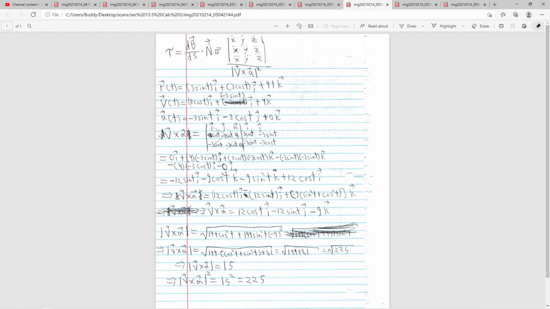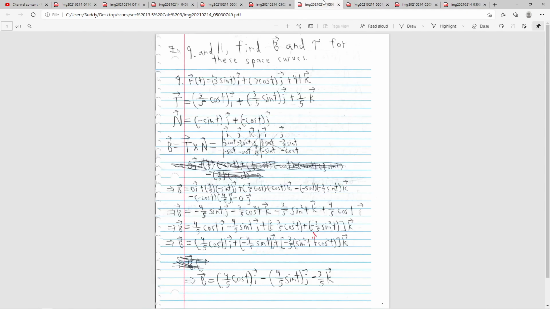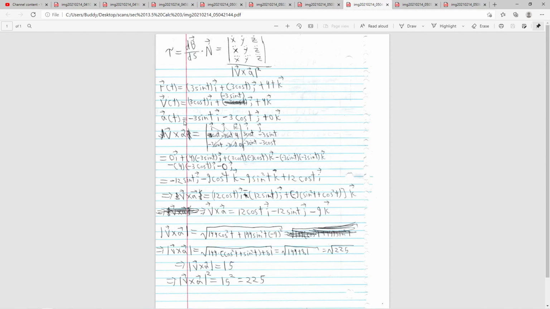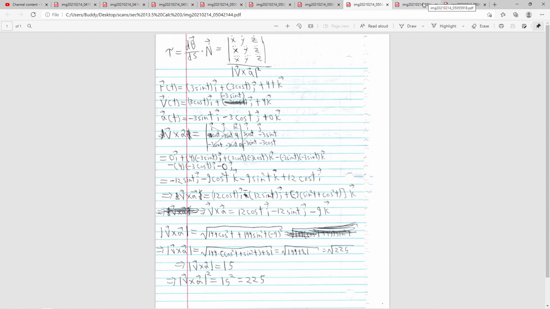So r of t is equal to that, so that means that v of t equals 3 cosine t. Then a of t, because we go through that process and we have to find v cross a and then do the magnitude of it. It's v cross a, so we're going to have to do two cross products pretty much.